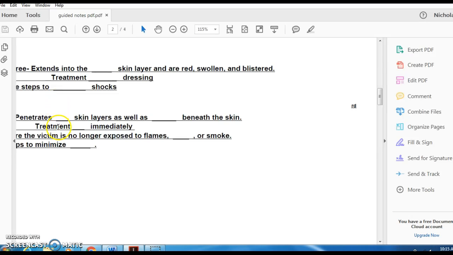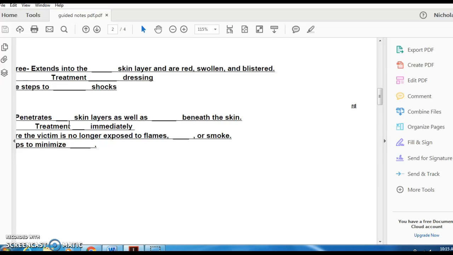And then the last one is a third degree burn, and this penetrates all the skin layers as well as tissue beneath the skin. For treatment, we're going to want to call 911 immediately. Third degree is very serious. You're probably not going to be able to drive yourself or have somebody drive you to the hospital. You're going to want 911 to come right away. We're going to make sure the victim's no longer exposed to flames, heat, or smoke. With third degree, typically we see this in some sort of fire accident. And then we'll, once again, take steps to minimize shock.